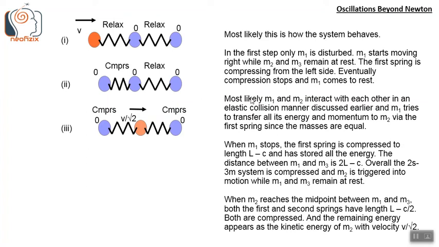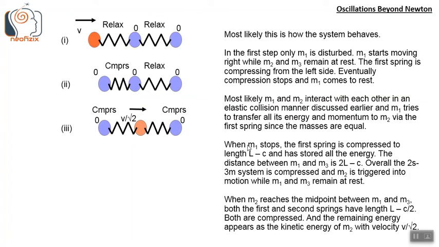So most likely M1 and M2 interact with each other in an elastic collision, or in the one spring two mass kind of situation that we had discussed earlier, and M1 tries to transfer all its energy and momentum to M2 via this first spring. Since the masses are equal, this is a possibility. So M1 transfers all its energy and momentum to M2. So that is what it tries.